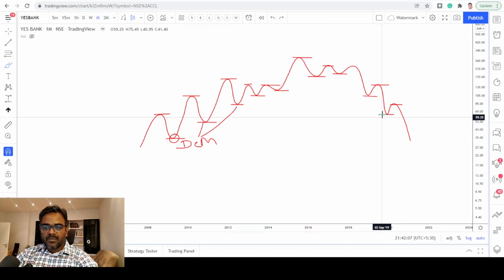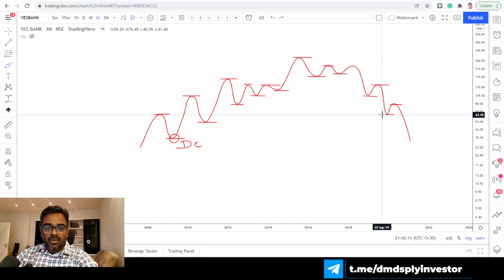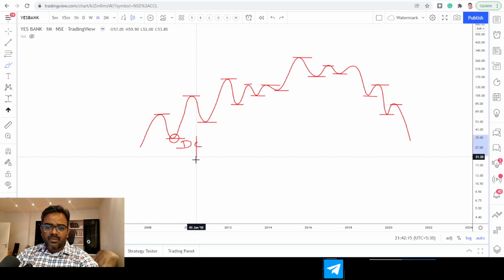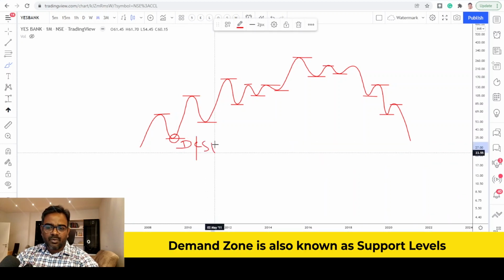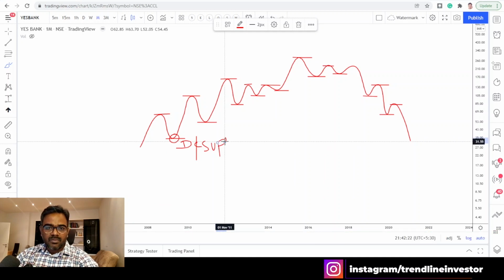So I'm going to remove this. The point from where the price is reversing is called the point of demand. There's another term for this, which is also called support, right? So demand and support mean the same, and both can be used interchangeably.